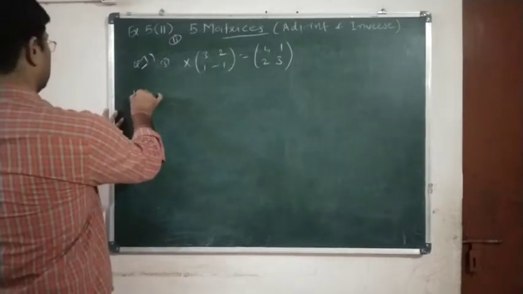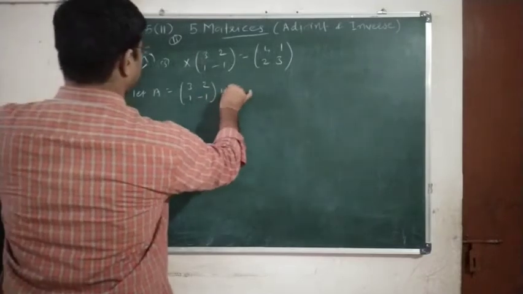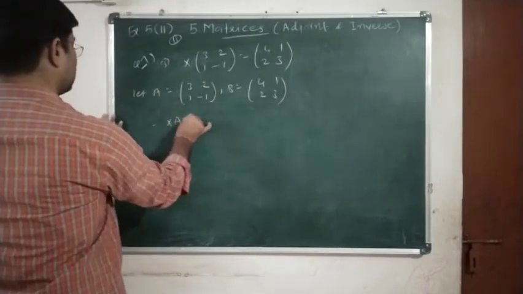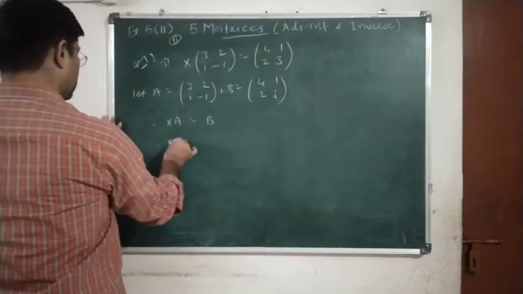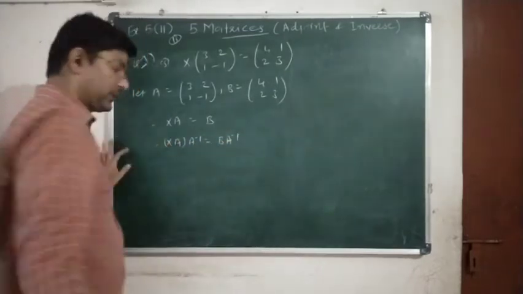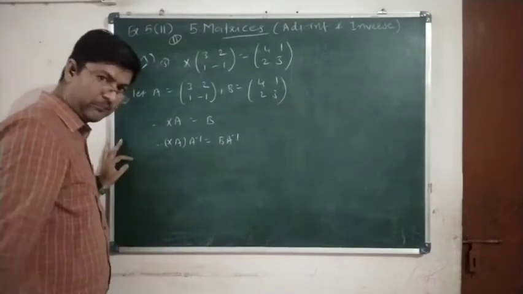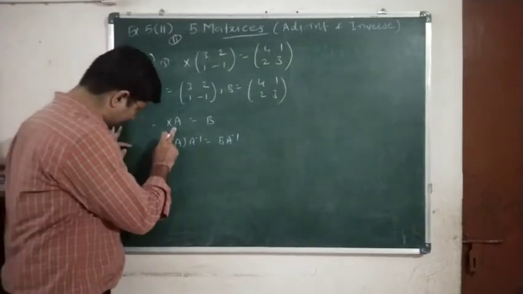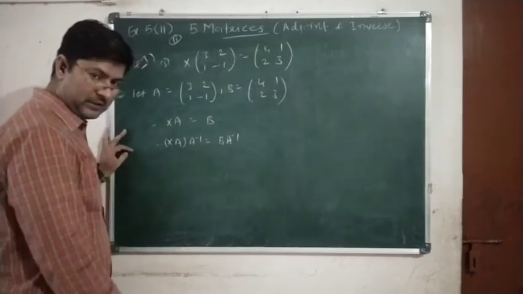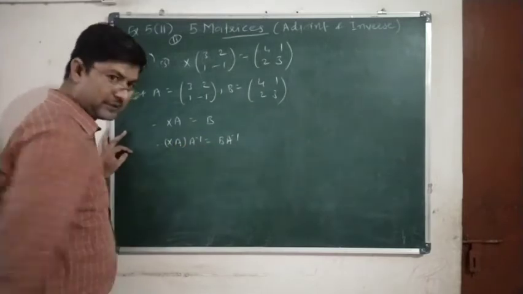Let us first consider that A is the matrix 3, 2, 1 minus 1 and B is the matrix 4, 1, 2, 3. So that we have X into A is equal to B. So X into A, now post multiplying, yes or no, by A inverse. Remember that order is important in this. Since A is after X, you must post multiply only, you don't pre-multiply. Otherwise you will not get the correct answer. Clear?